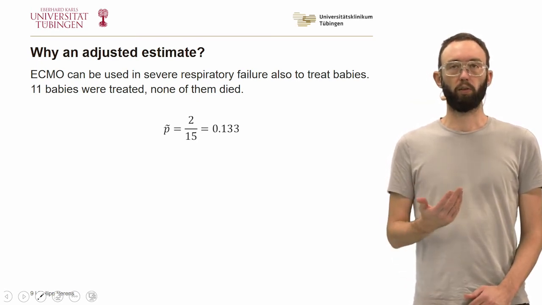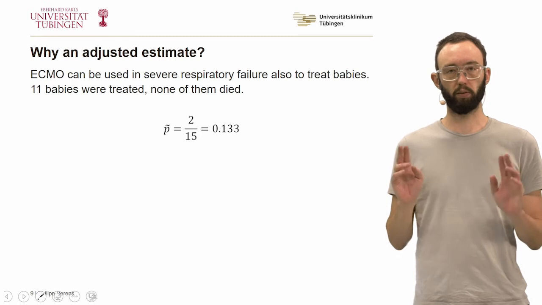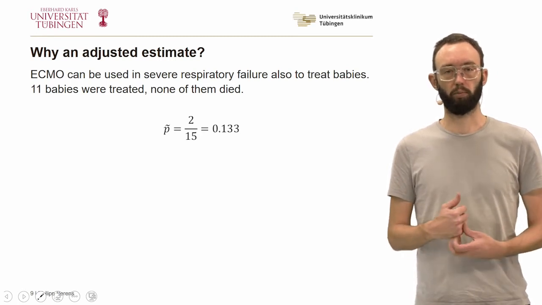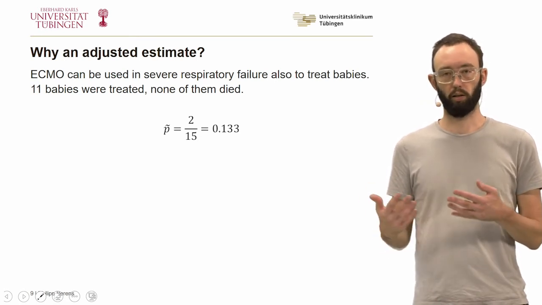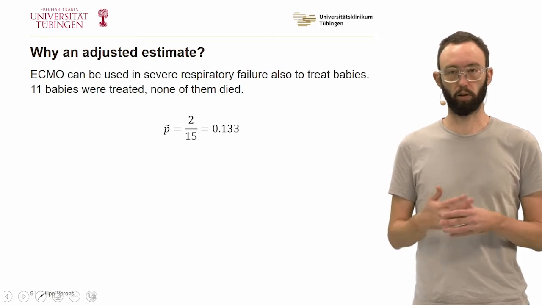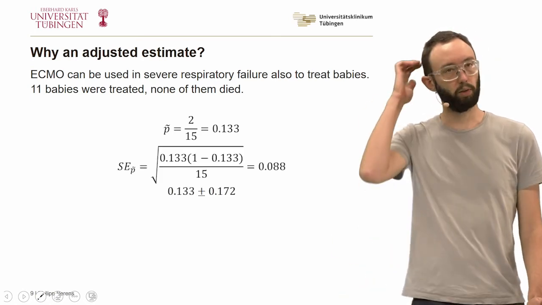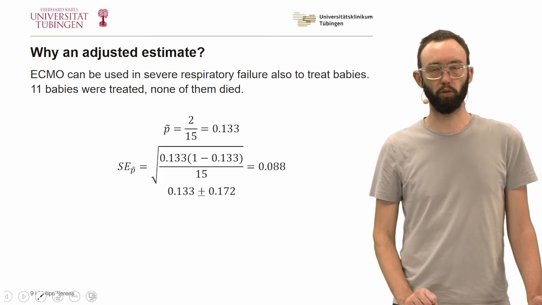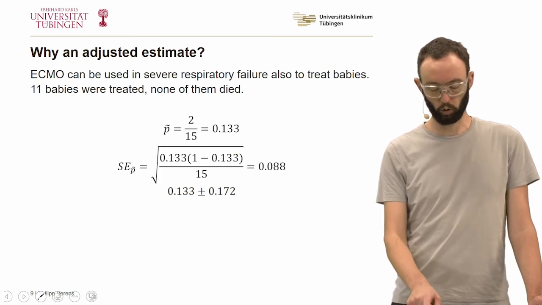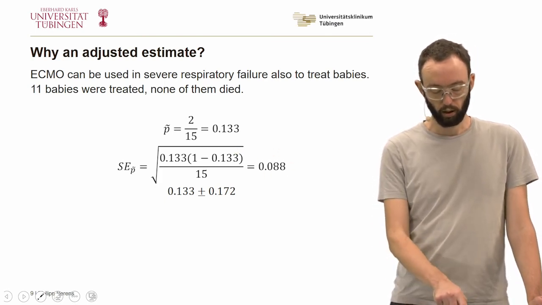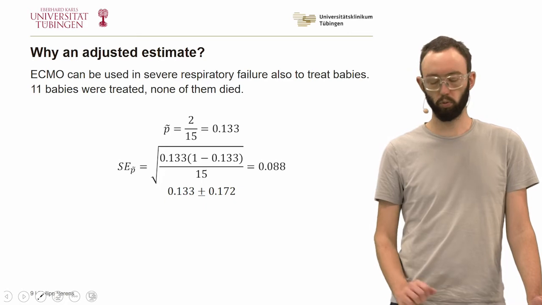What you will also notice is that as your sample size grows towards infinity, the contribution of the bias that you introduce into your estimate becomes vanishingly small. If you divide 10,000 over 100,000 and add 2 to both, that almost doesn't matter. So instead of an estimate of 0 with a confidence interval of exactly 0, in this case we can also compute a standard error, which is 0.088, and a confidence interval of 0.133 plus or minus 0.172.